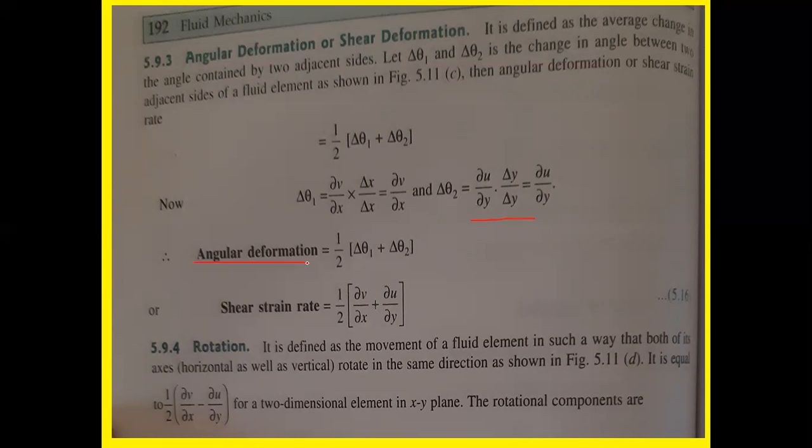Now what is the angular deformation? Half of delta theta 1 plus delta theta 2, or the shear strain, which is half dou v by dou x plus dou u by dou y.